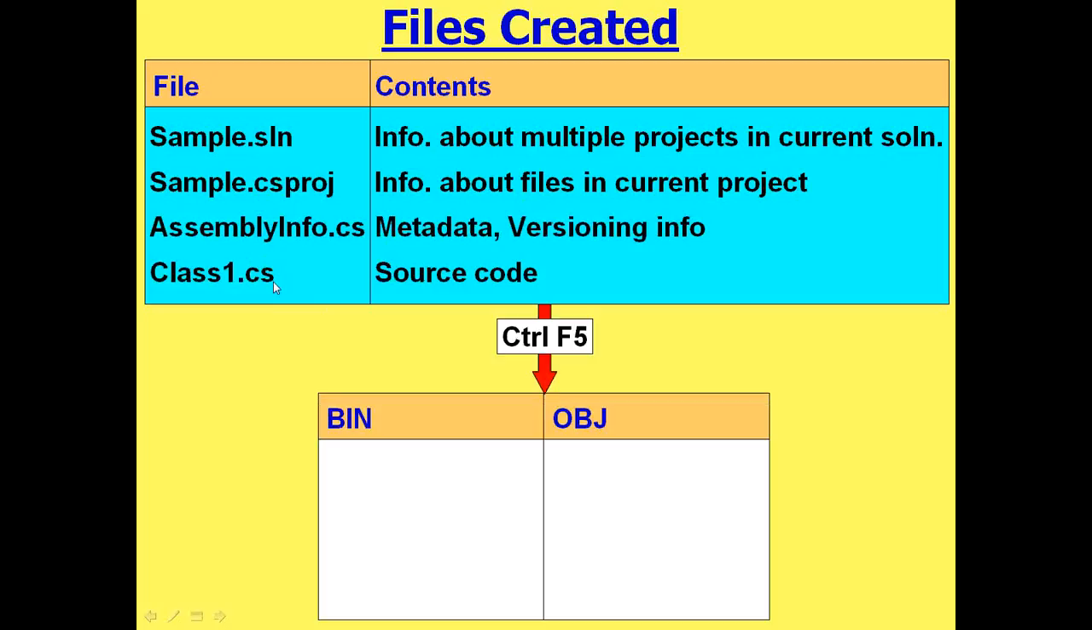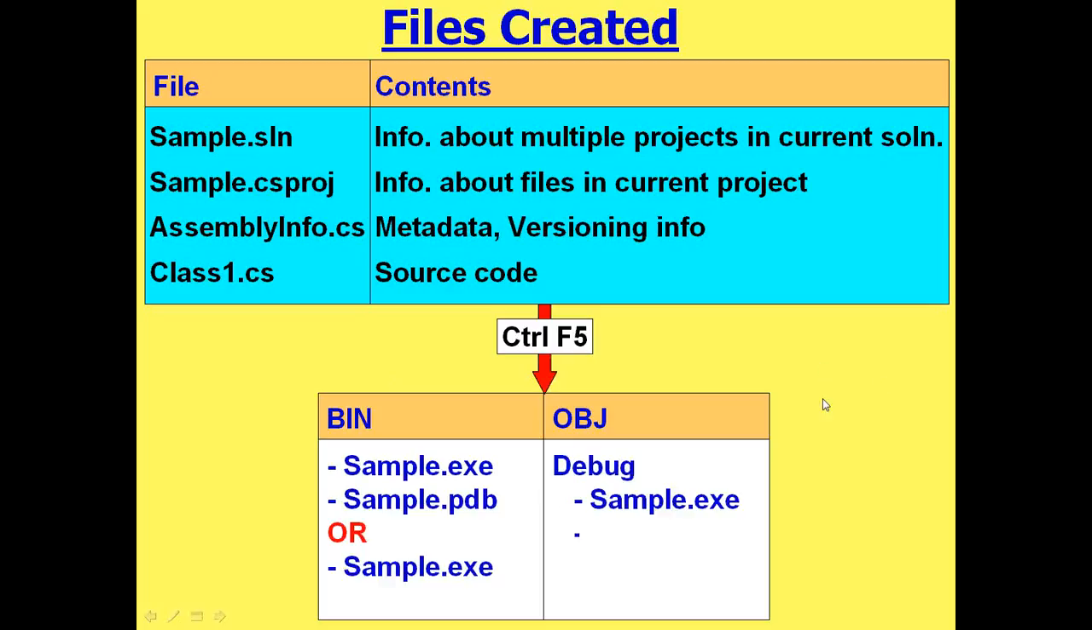Now, how to run the program? Control F5. When you press Control F5, the particular files will be created. The output will be visible because of what? The exe. Executable. Right? Clear?